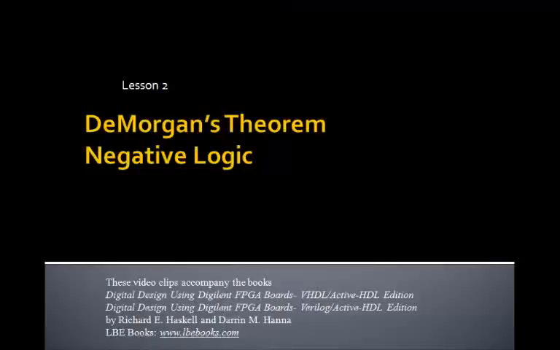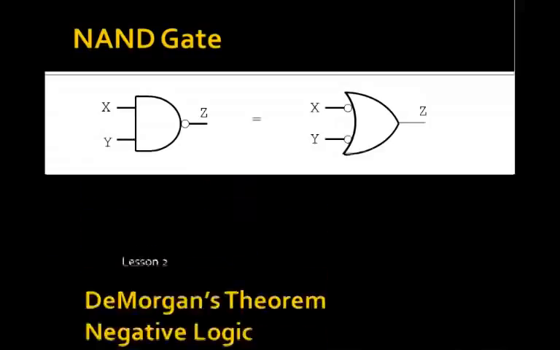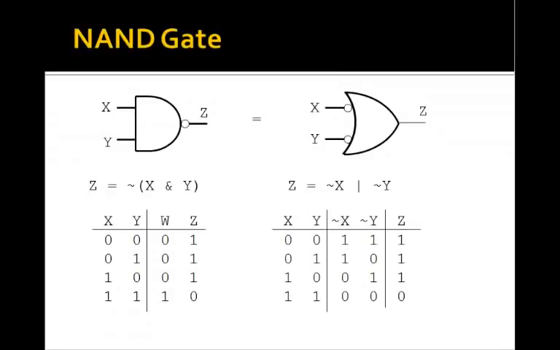This is lesson 2 on DeMorgan's theorem in negative logic. You remember from lesson 1 that this is the symbol for a NAND gate. Notice it's an AND gate with a bubble in the output. And this was the truth table. The output of a NAND gate is 0, you remember, only when both inputs are 1. And we write the logic equation as z equals not (x and y).